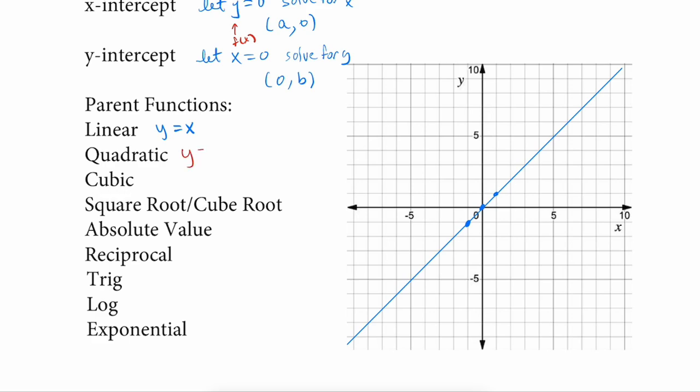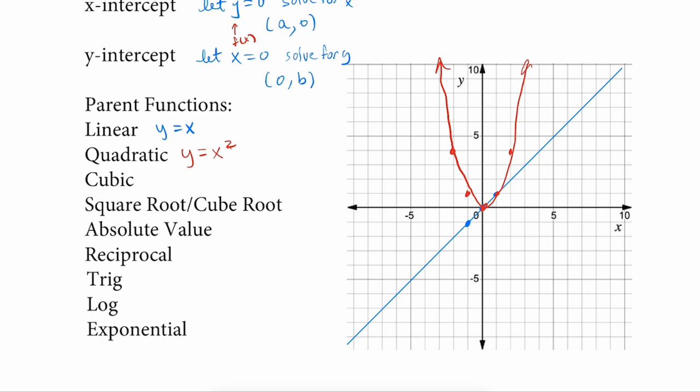Quadratic, y equals x squared. Remember, that's just our parabola. It goes through (0, 0), (1, 1), and (-1, 1). You can even go (2, 4), (-2, 4), (3, 9), and (-3, 9). So that shouldn't be anything that you question in your brain. That should just be something, hopefully, that happens.